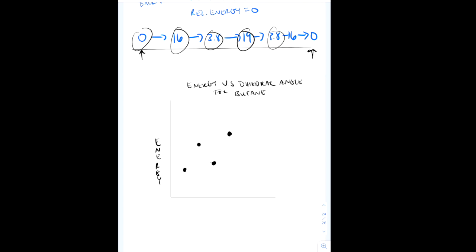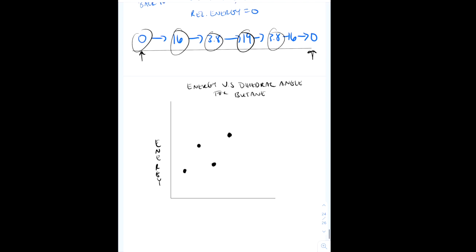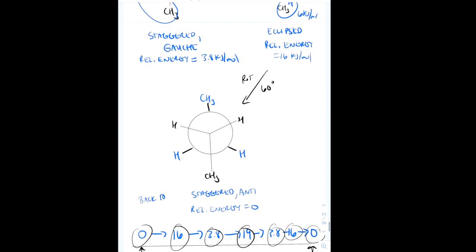And then we're going back to 3.8, which has to be the same as that one. And so we go there, and then we go back to 16, which has to be the same as that one. And then we go back to 0 at the end. All right, so let's connect the dots. Basically, what we're doing is looking like this.